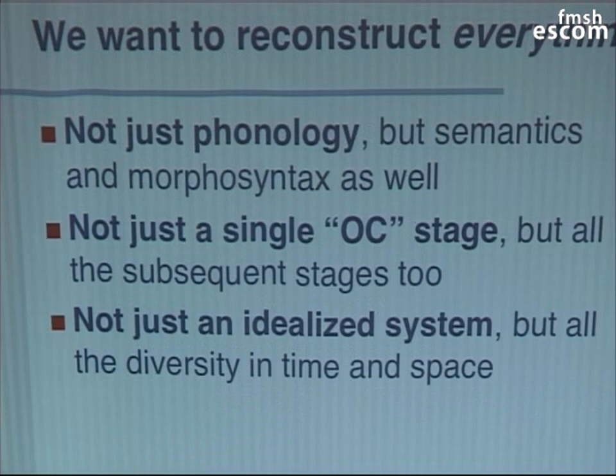So we want to reconstruct everything, not just the phonology, but the semantics and the morphosyntax as well. I might say not just the phonological system either, but we would like to know how each lexical item is encoded using that phonological system. So we're not through when we give you the table of initials and finals and so forth. And not just a single Old Chinese stage, but really all the subsequent stages too. That is, we want to have a satisfactory history of the Chinese language.